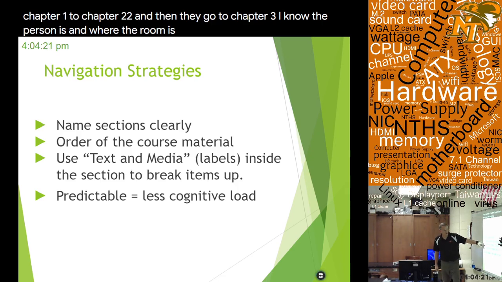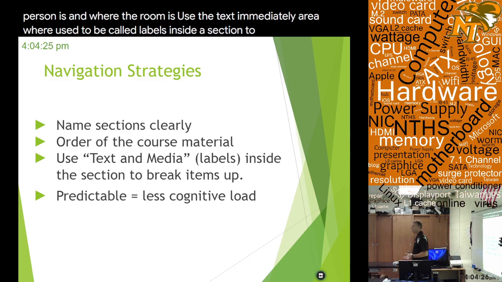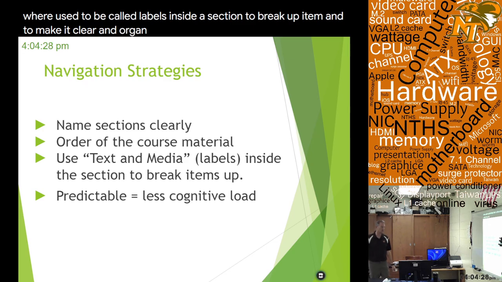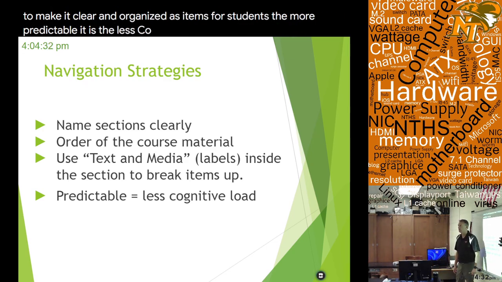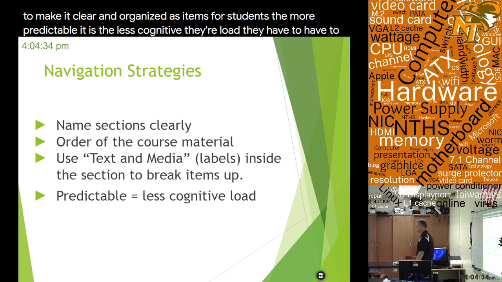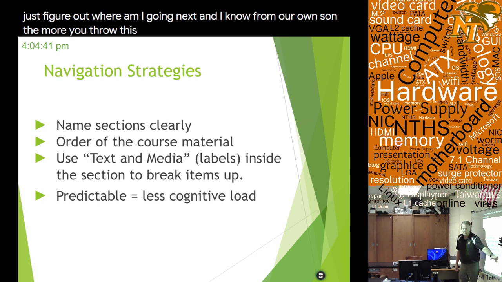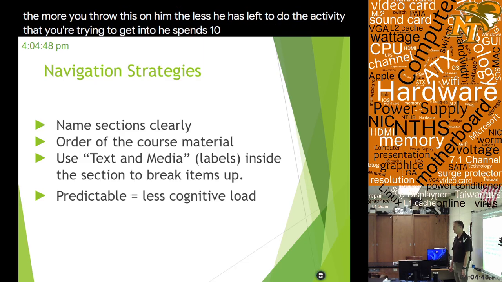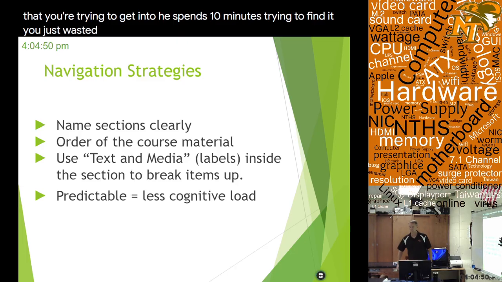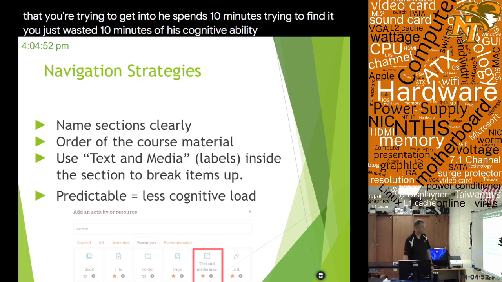Okay. Use the text and media area, what used to be called labels, inside a section to break up items and to make it clear and organize those items for the student. The more predictable it is, the less cognitive load they have to have to just figure out where am I going next? And I know from our own son, the more you throw this on him, the less he has left to do the activity that you're trying to get him to do. If he spends 10 minutes trying to find it, you just wasted 10 minutes of his cognitive ability on it.